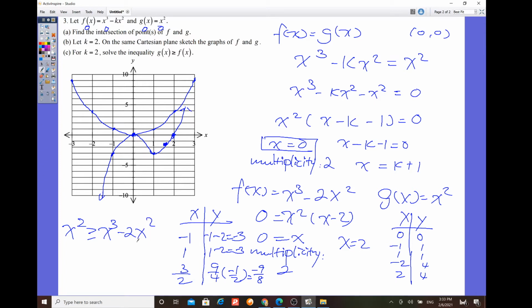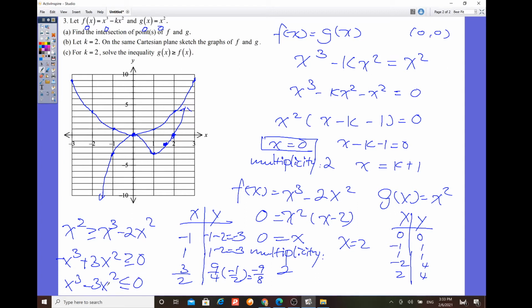So again, bring everything together to one side. So negative x cubed plus 2x squared plus x squared, that's plus 3x squared, greater than or equal to 0. What I did here was take all the terms to the left-hand side, and then the rest of this, convert that to its positive. So x cubed minus 3x squared is less than or equal to 0.